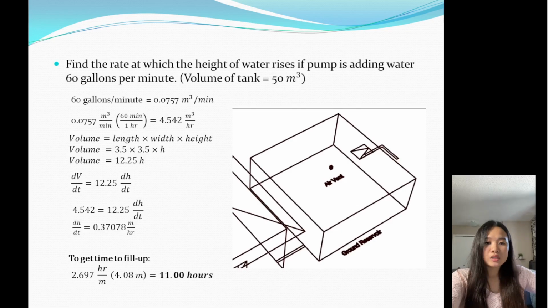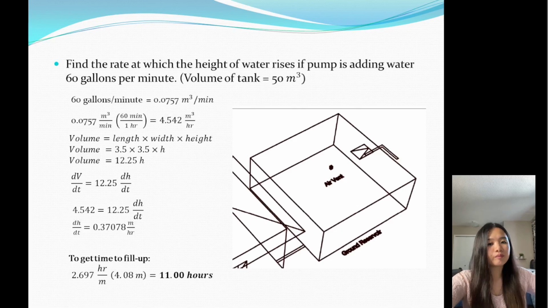dH over dt is now equal to 0.37078 meters per hour. So since we have this equation now, we need to get the time, 2.697 hours per meter multiplied to the height of the tank. We have this, which is equal to 4.08 meters. So now we have the final answer, which is 11 hours. So this is after 11 hours where we have filled up the tank completely with water.